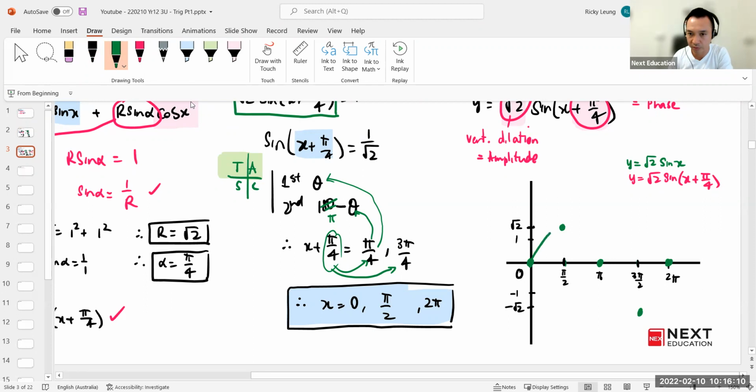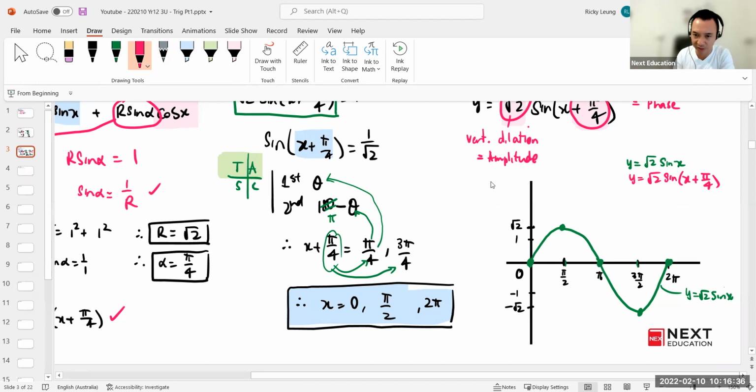So let's do it. Let's see if I can actually sketch this. Perfect. So I'll stop at 0 to 2 pi because that's what my domain was, right? Now, just to be clear, this graph here was y equals √2 sine x, without the phasing. That's not my final answer. How do you phase this, right? How do you shift this pi on 4 or 45 degrees to the left? This is what you do.